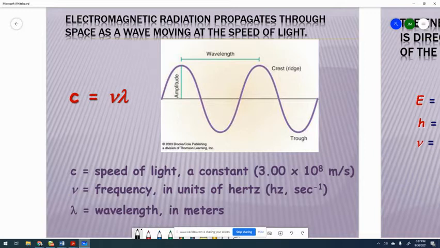So c equals, the speed of light equals the frequency times the wavelength. Speed of light is a constant. This will always be our speed of light. We'll always use that. Okay. And look at the units here. This is important. Meters per second, right?